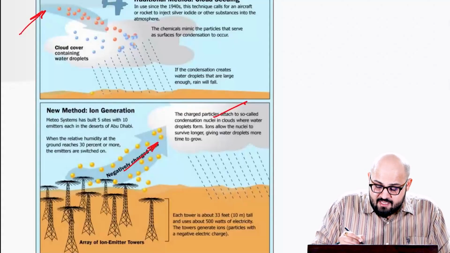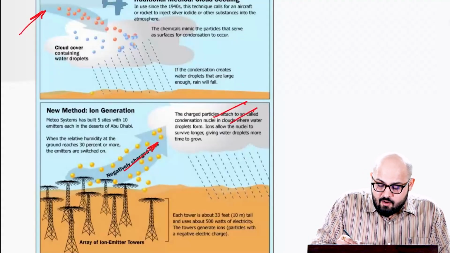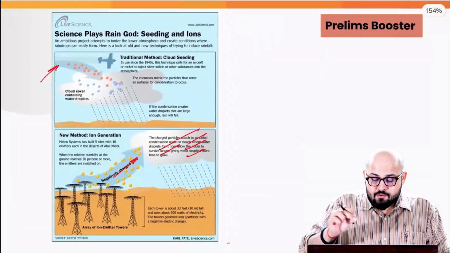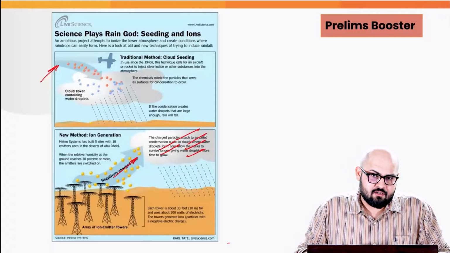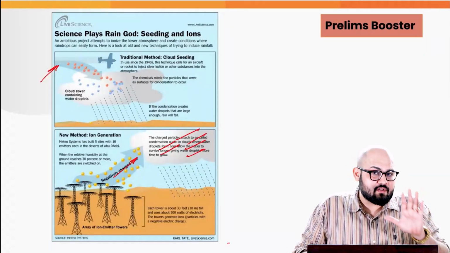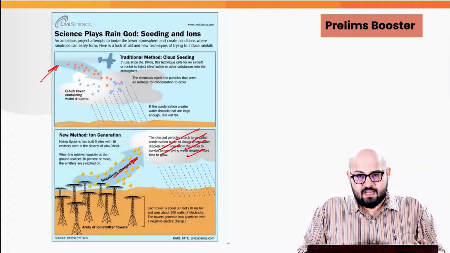The charged particles attach to the so-called condensation nuclei in the clouds where water droplets form. Ions allow the nuclei to survive longer, giving water droplets more time to grow, right? So this is what the natural ionization technology is all about, and that is what you need to know with respect to this article. Let's go to the next article.